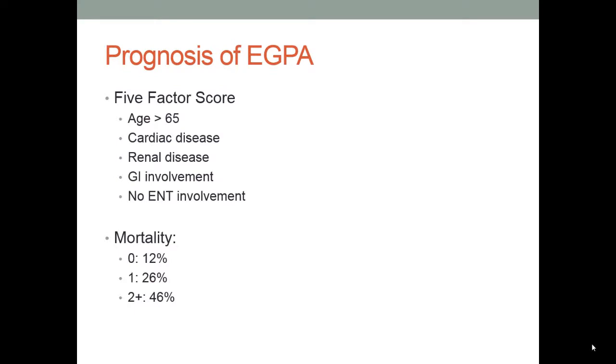As far as the prognosis, there's a 5-factor score that came out in 1996 that found that age over 65, cardiac, renal, GI involvement, or no ENT involvement came with a worse prognosis. The scoring system was, if you had none of these, you had a 12% mortality, 1 factor 26%, and 2 or more 46%. Since this came out, it's been revisited in 2011, I believe. They took out the age component. Overall, patients with Churg-Strauss now have an improved mortality based on what we understand of the disease and better treatment.